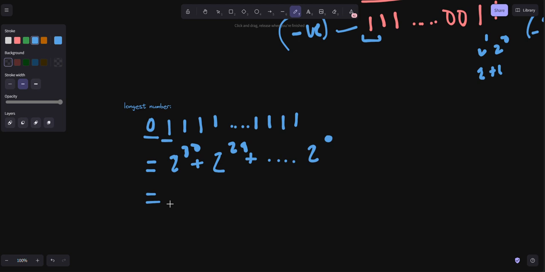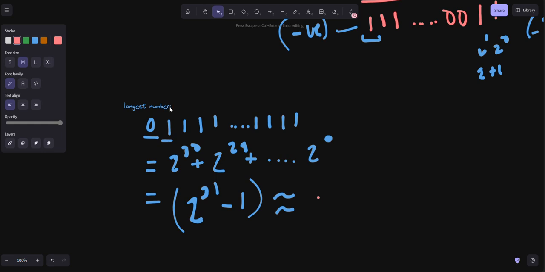Or you can just make it as 2 to the power 31, just using maths, minus 1. It equates to this. And you know what, this 2 to the power 31 minus 1 is what... wait, let me write that, because it's really important. Good. Int max. Yes, this is what int max is.